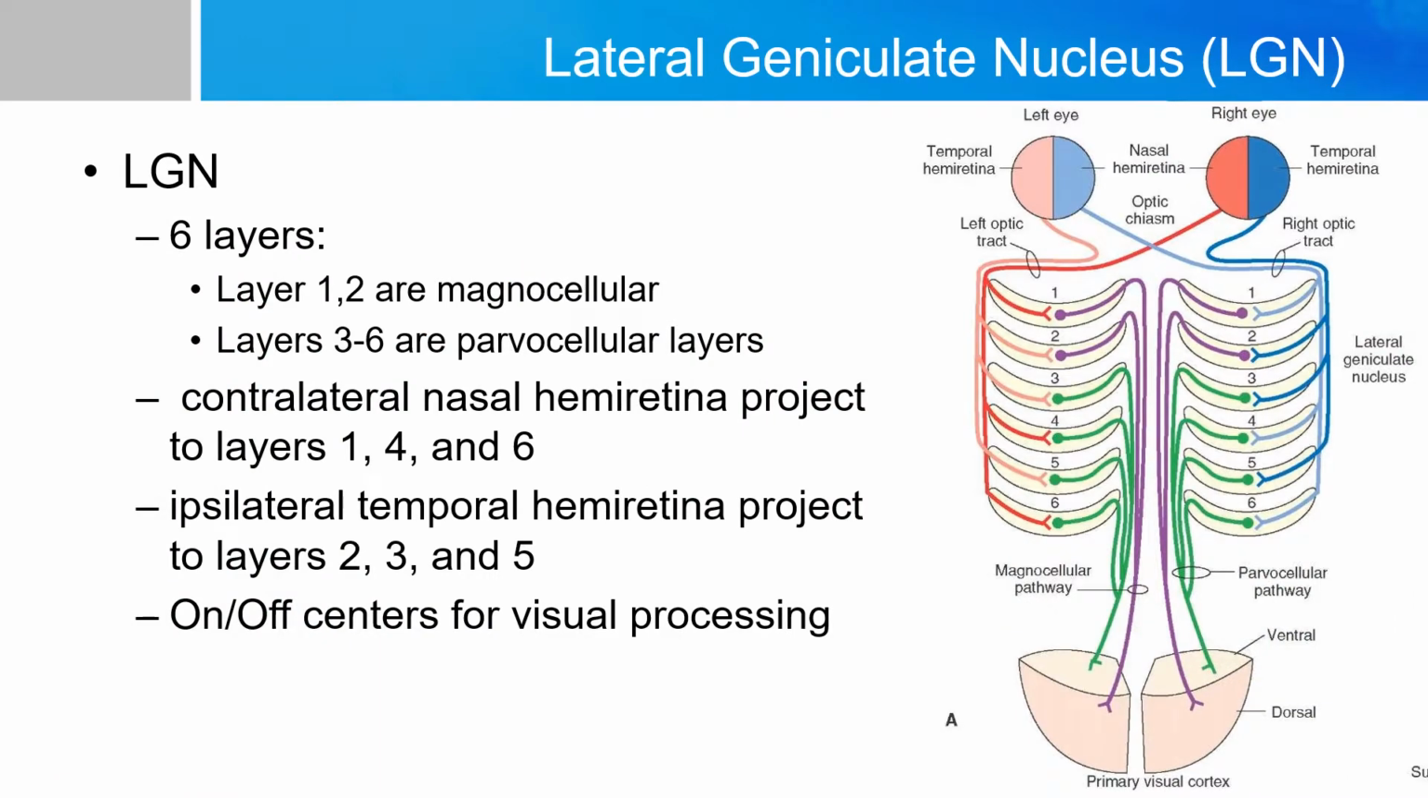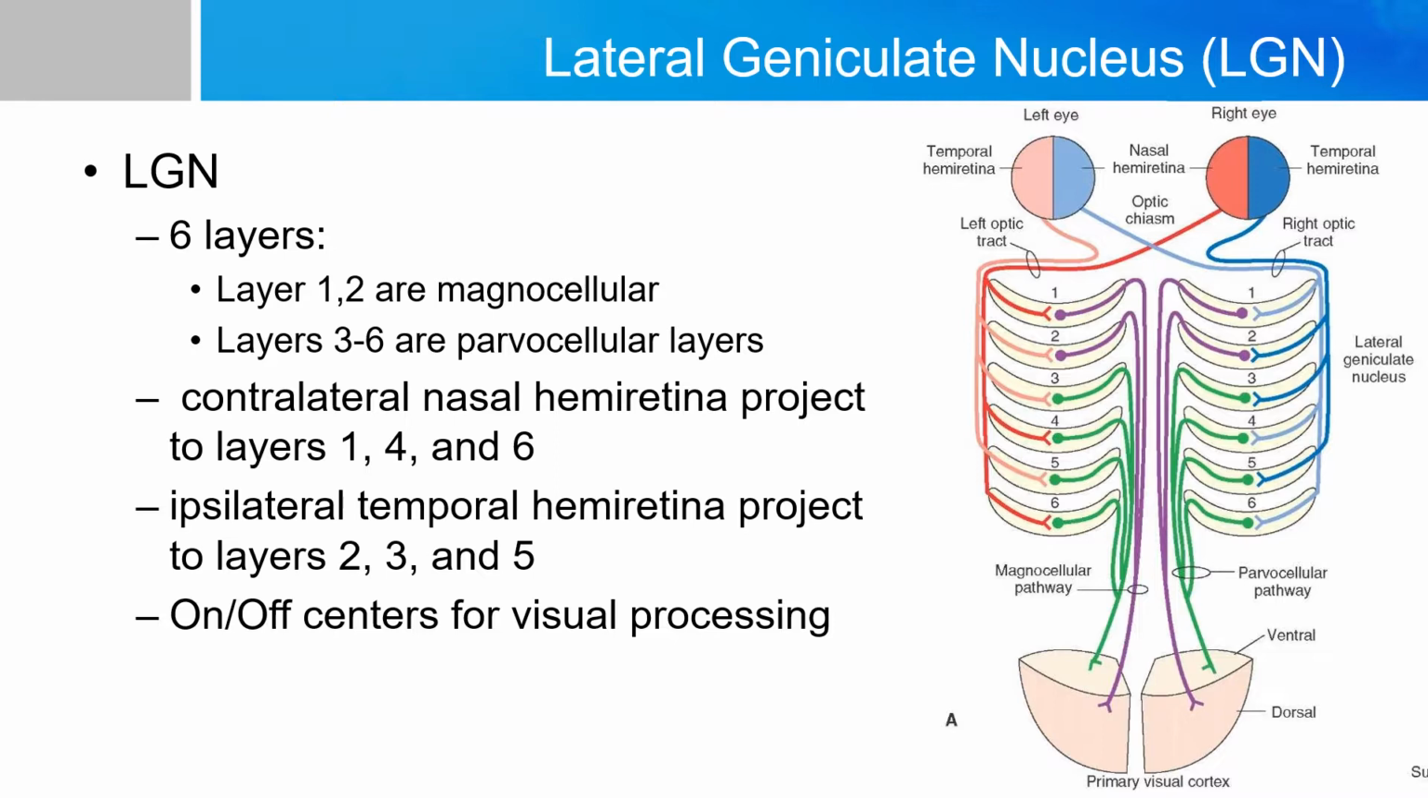The optic tracts end in the lateral geniculate nucleus, the LGN. There are 6 layers in the LGN. The first 2, layers 1 and 2, are called magnocellular layers because they contain large cells. The rest of the layers, 3 to 6, are parvocellular layers because they have smaller cells. The parvocellular system is concerned with color and detailed form, while the magnocellular system is concerned with location and movement.